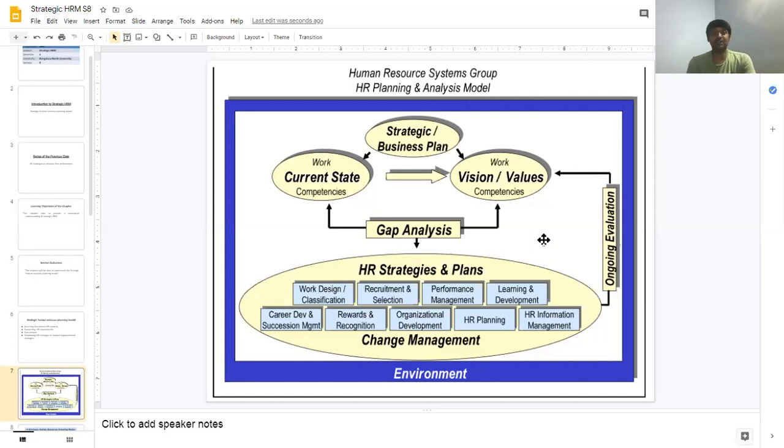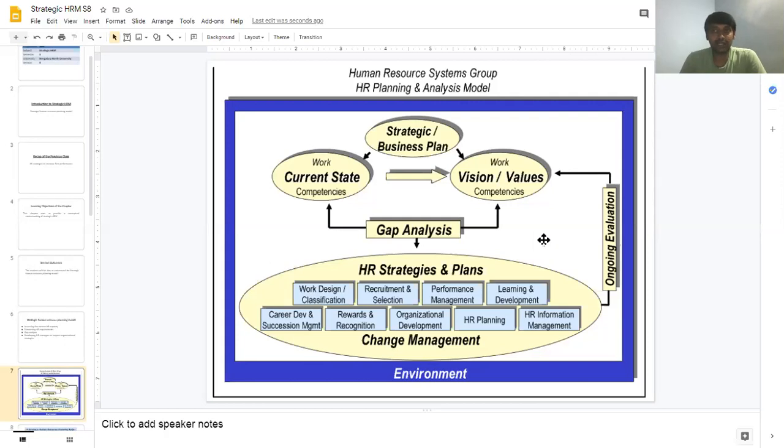Next comes organizational development. Once the strategies have been accomplished in a proper manner and everything is going very smoothly, no doubt organizational development will be there in the organization, and it is on par with the market standards.